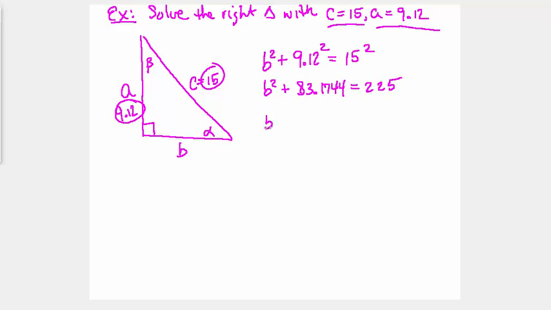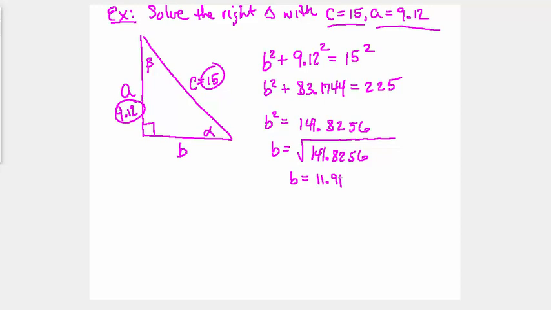And we can get b squared alone here, which will leave us with b squared equals 141.8256. And then to get b, we'll just take the square root of those sides. So b is the square root of this number, 141.8256. So punch that all in the calculator and do not round anything until the very end here. So side length b, rounded to the hundredth place, should end up being 11.91. Okay, so now we know b. We already knew a and c, which means our sides are all set.